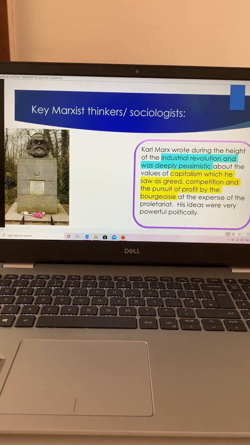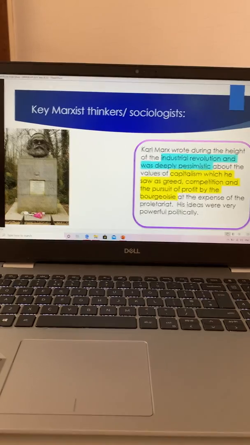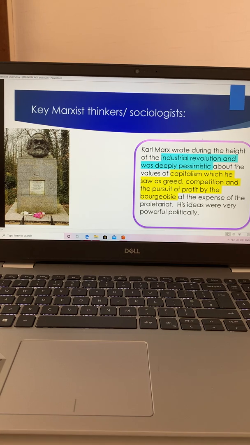Now we've got a few key thinkers, key sociologists within this section. We've obviously got Marx, writing in the peak of the Industrial Revolution, who thought the idea of communism was a way forward, everyone being equal, which obviously never really works. There's always somebody that wants to have more than others. And basically he saw capitalism as all about greed, competition, all about profiting the bourgeoisie at the expense of the proletariat. So they're being exploited for the good of the rich.